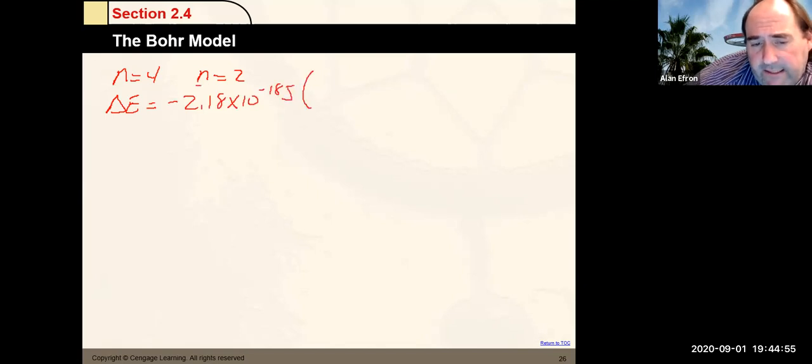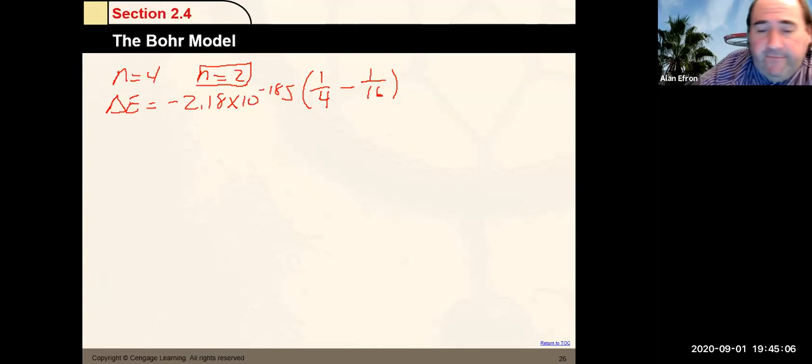Our final is our 2 here, so again, that's going to be 1 over 4. Our initial is going to be n equals 4, so 4 squared is 16. And if we do that, we'll get 1 divided by 4 minus 1 divided by 16 times 2.18 times 10 to the minus 18. That's going to give us an energy here for the atom, again negative, which is what we predicted, 4.09 times 10 to the minus 19 joules.